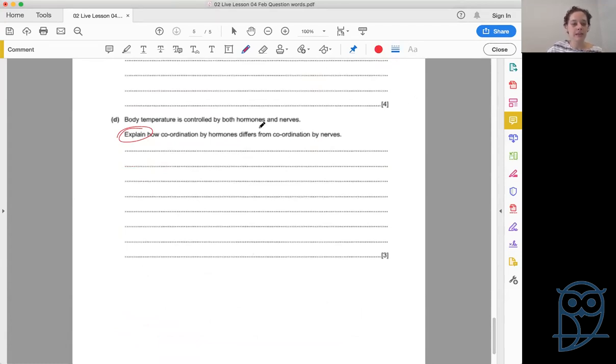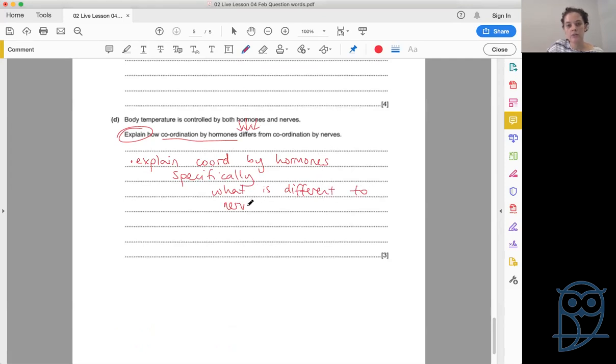Because this one says, explain how coordination by hormones differs from coordination by nerves. This question is about hormones. This question is not about nerves. Your answer is about hormones. Your answer is not about nerves. Okay, because we are explaining coordination by hormones. Specifically, what is different to nervous control?